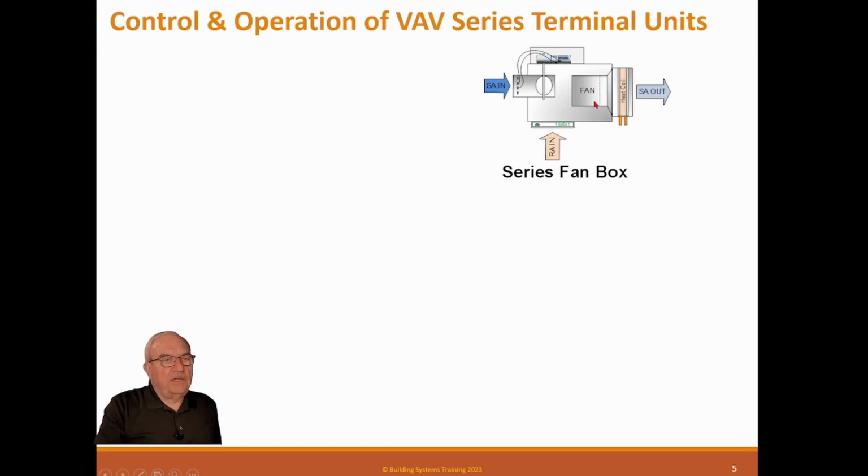This means that in series, the fan is always on when the system's in the occupied mode. This fan comes on and blows a constant volume of air into the room. It could have a heater, electric heater, or hot water coil. And it's got a filter and an opening to the plenum.